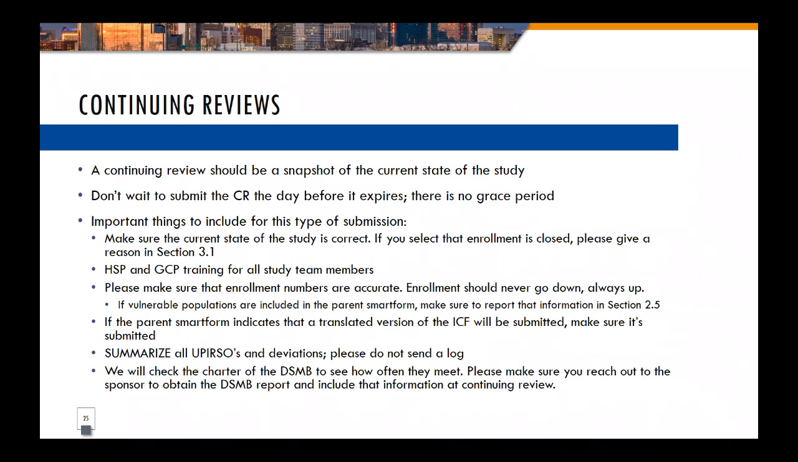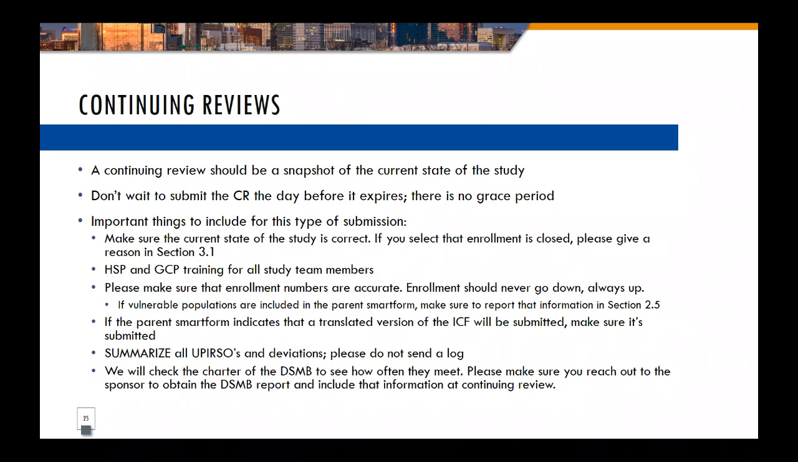Also remember that your HSP and GCP training needs to be current for all study team members. So again, that's current within the last 3 years. Please make sure that your enrollment numbers are accurate. Enrollment should never go down, it should always go up. So if vulnerable populations are included in the SMART form, please be sure to report that information in section 2.5. If the parent SMART form indicates that a translated version of the consent document will be submitted, then make sure it's submitted.